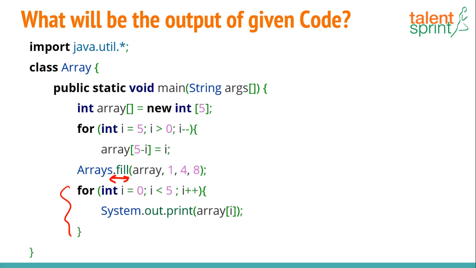Sunil, 5, 4, 3, 2, 1 is just this first for loop where you are initializing the values. You're not printing anything here. So when you do this for loop, the value in the array would be 5, 4, 3, 2, 1. But then after you have run this Arrays.fill and then you're finally printing the values, what would be the output here?